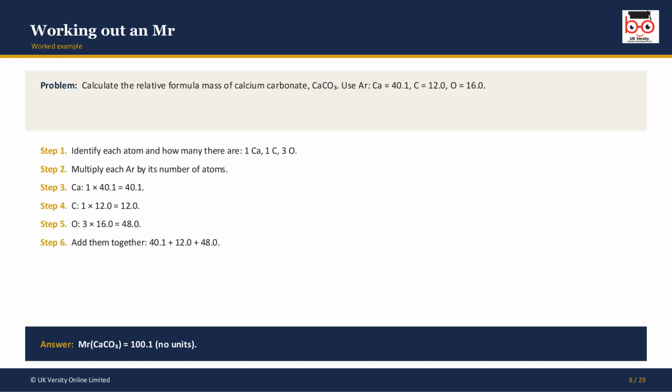Let's calculate a relative formula mass using calcium carbonate, formula CaCO3. First, count the atoms: 1 calcium, 1 carbon, and 3 oxygens. Now multiply each relative atomic mass by how many there are. Calcium is 1 times 40.1, so 40.1. Carbon is 1 times 12.0, so 12.0. Oxygen is 3 times 16.0, which is 48.0. Add them together, 40.1 plus 12.0 plus 48.0, and you get a relative formula mass of 100.1, with no units.